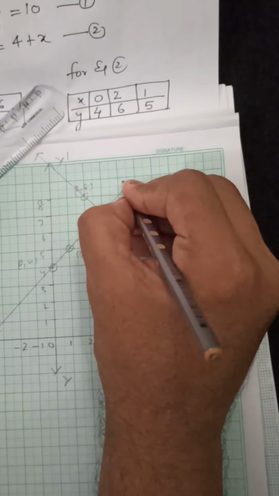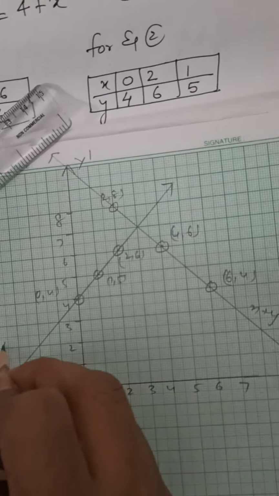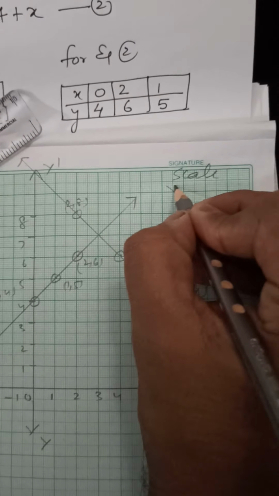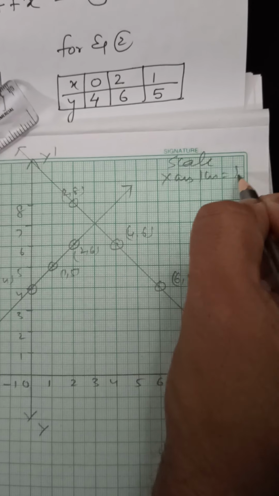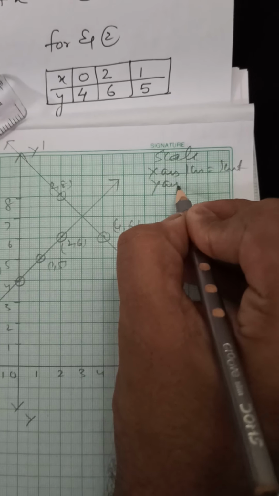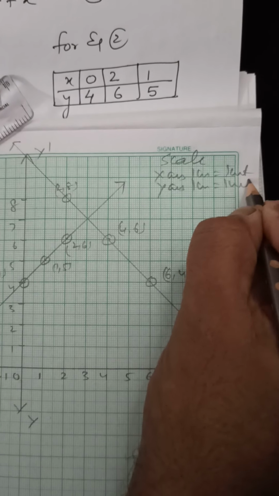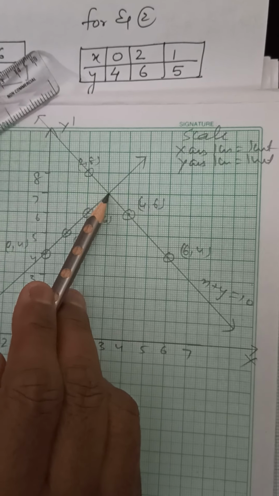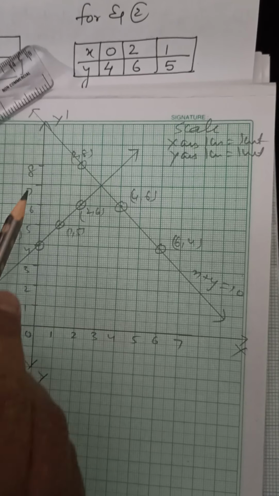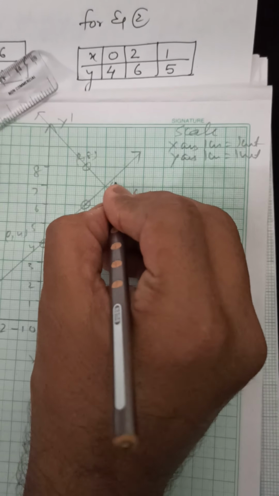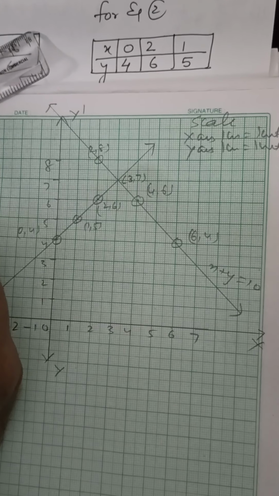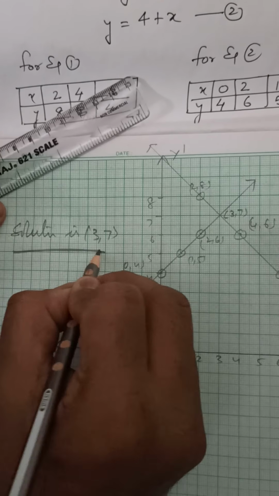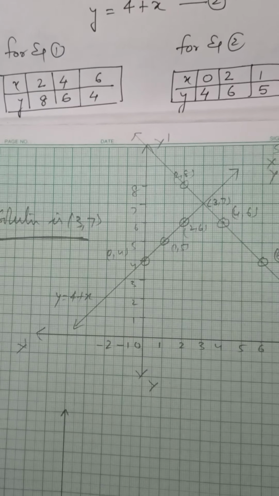We put arrows on both sides and this is y is equal to 4 plus x. Scale: we should write x axis 1 centimeter as 1 unit, y axis 1 centimeter is equal to 1 unit. Now wherever they are intersecting, that is the solution. So at this point we see that x value is 3, y value is 7. So this point is (3, 7). So we write here solution is (3, 7). So this is the solution of the first question.